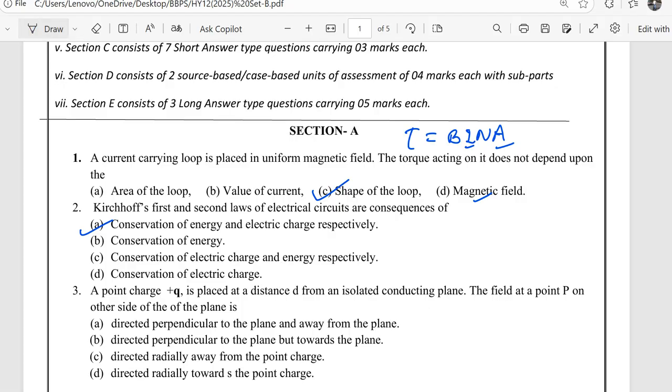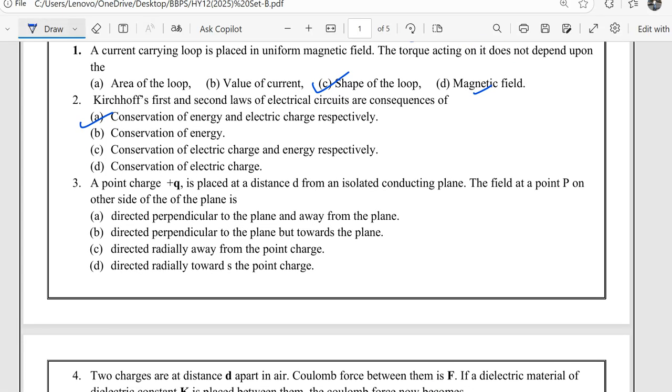A point charge is placed at distance d from an isolated conducting plate. This is the isolated conducting plate, and this is plus Q. So the electric field will come out of this positive charge and enter perpendicular to this plate. So here it will be negative, due to which the opposite face will be positive. Now the electric field will come out of it like this, directed perpendicular to the plane and away from the plane. Yes, option A is correct over here.